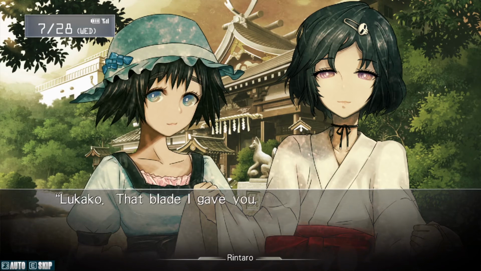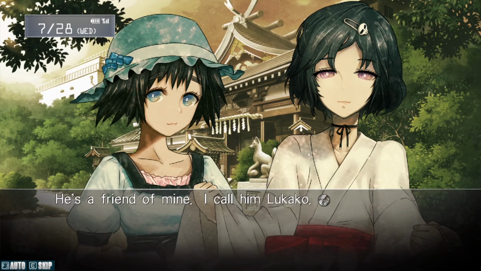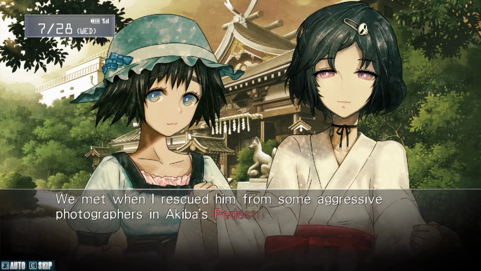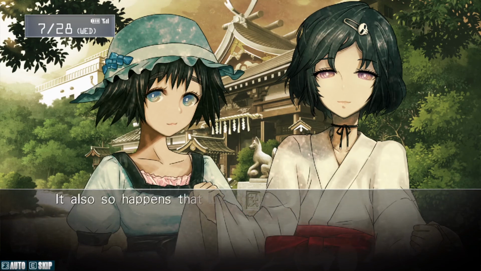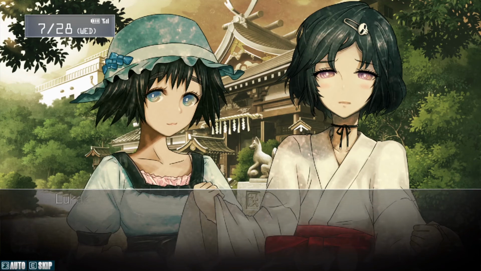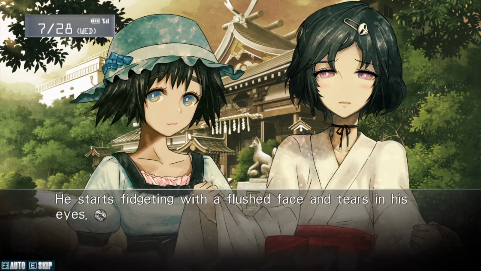Rukako, that blade I gave you, what happened to it? He's a friend of mine. I call him Rukako. We met when I rescued him from some aggressive photographers in Akiba's pedestrian heaven. It also so happens that Rukako and Mayuri are classmates. I learned that fact after I had gotten to know him. Rukako is taken aback by my sharp question. He starts fidgeting with a flushed face and tears in his eyes.